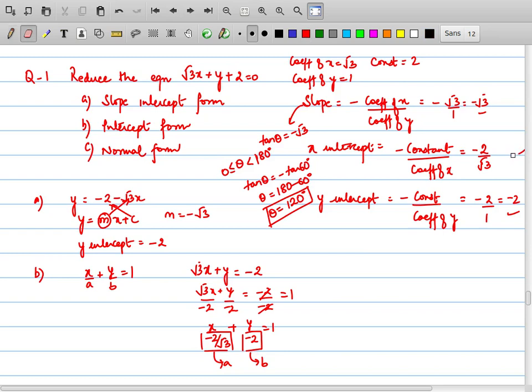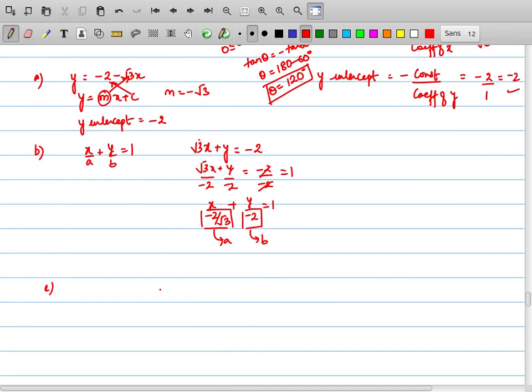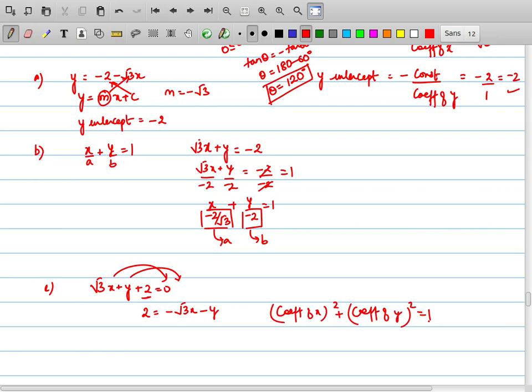The third form that we have to convert is normal form. For normal form, our rule was make sure your constant part is positive. Therefore, your equation is root 3x plus y plus 2 is 0. Since constant is positive, we won't touch this. We'll keep it on this side only and take the other two terms on the right side. Minus root 3x minus y. We have to make sure that coefficient of x whole square plus coefficient of y whole square should be 1. If it is 1, we don't have to do anything.